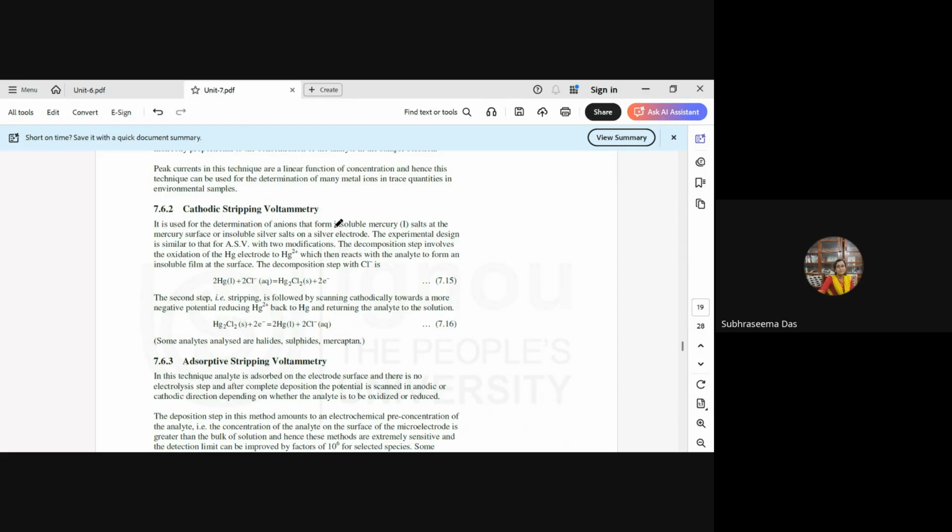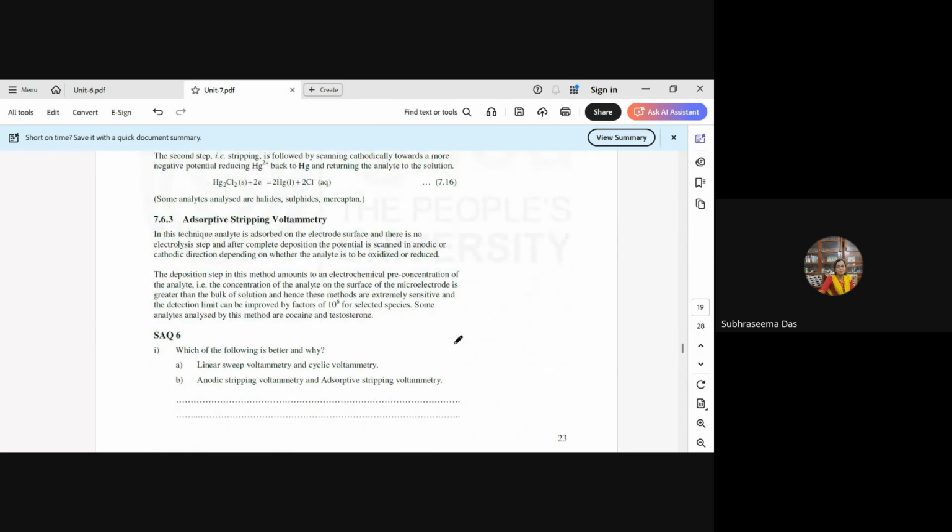The deposition step involves the oxidation of the mercury electrode to Hg2+, which then reacts with the analyte to form the insoluble film at the surface, that is Hg2Cl2. The second step, that is the stripping, is followed by scanning cathodically towards a more negative potential, such that the Hg2+ goes back to Hg, returning the analyte to the solution.